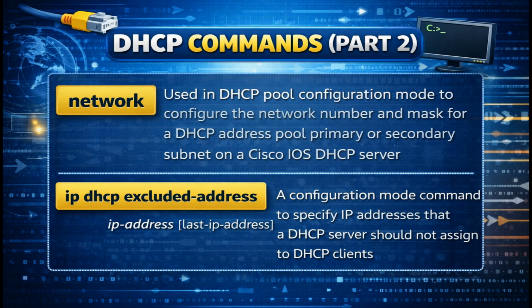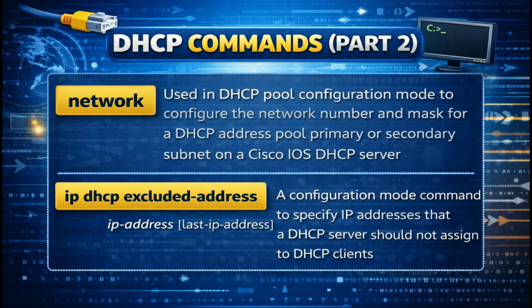Network, followed by the network number and subnet mask. This command is used inside DHCP pool configuration mode. It defines the network address and subnet mask for the DHCP address pool. In simple words, this tells the DHCP server which IP range it is allowed to assign to clients. Without this command, the DHCP pool will not know which addresses to distribute.